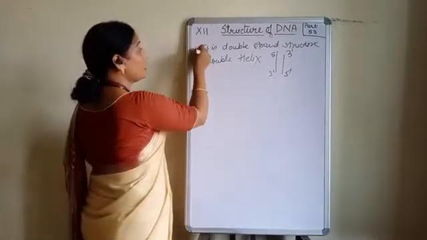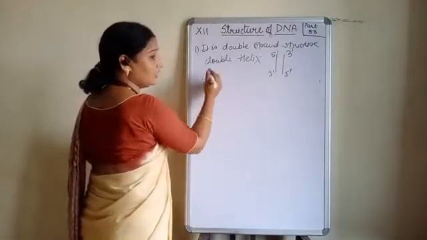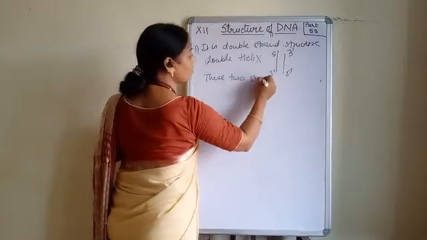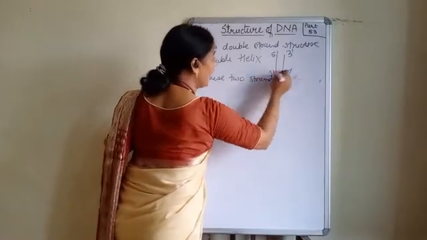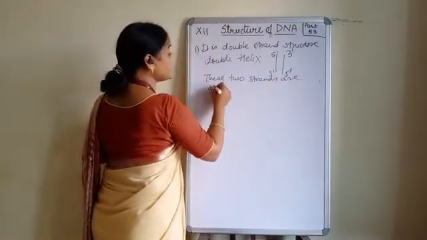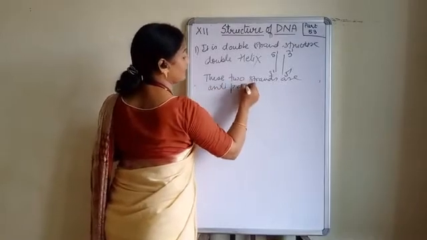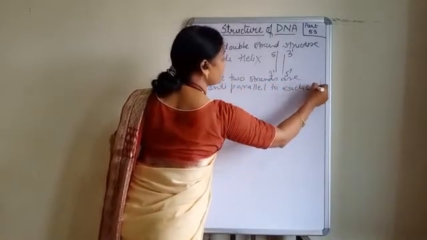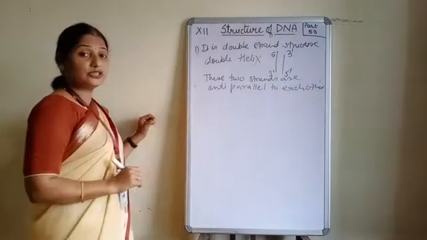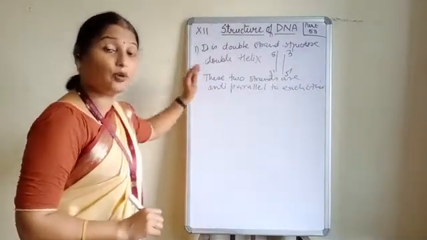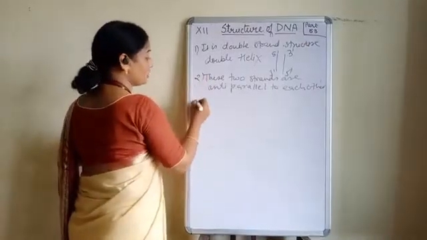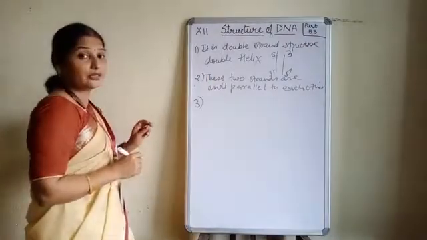Now on this basis only, what we can write down is these two strands are anti-parallel to each other. This point is also clear. So these are the points given by Watson and Crick. Second point. Okay. Now see the third point.